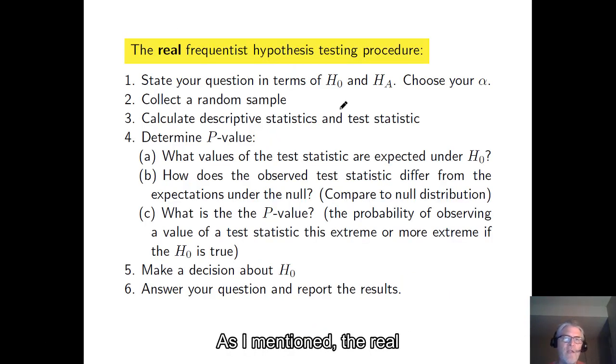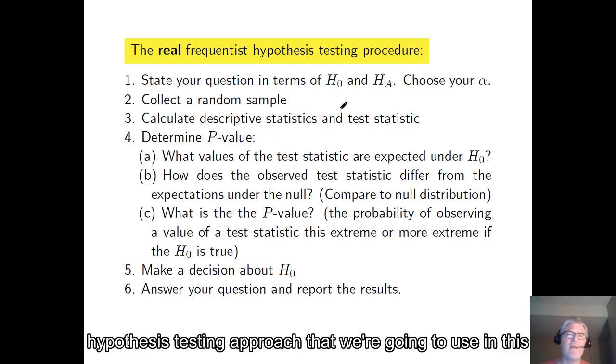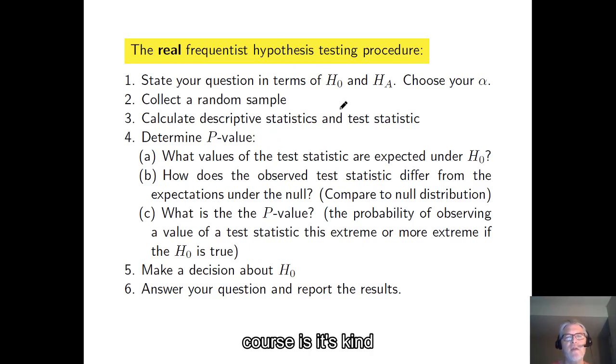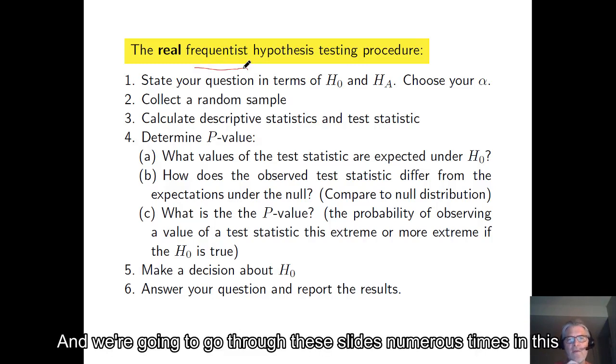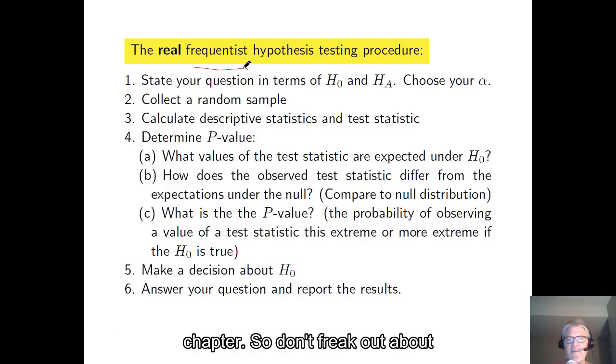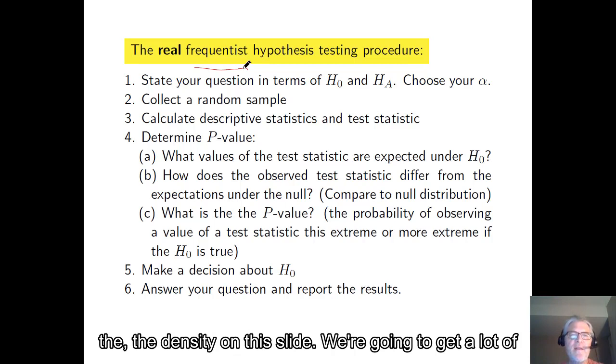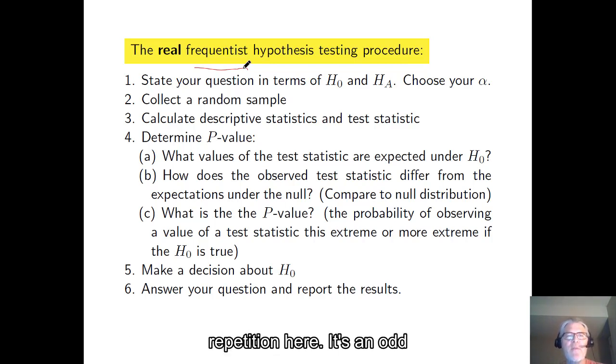That's not what we do. As I mentioned, the real hypothesis testing approach that we're going to use in this course is kind of an odd procedure. It's called the frequentist hypothesis testing procedure. And we're going to go through these slides numerous times in this chapter, so don't freak out about the density on this slide. We're going to get a lot of repetition here.